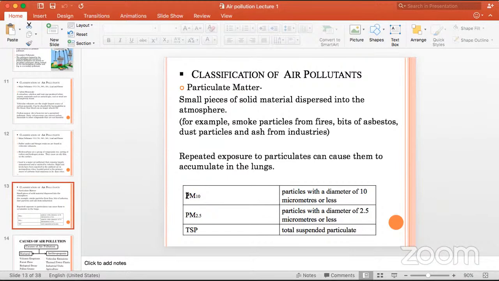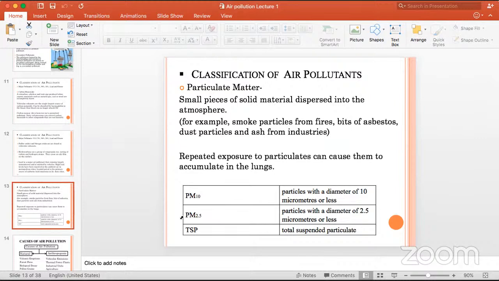So PM10 means particulate matter, and here 10 means what? The diameter of the particle is 10 micrometers or less. And smaller than PM10 is PM2.5. PM2.5 means the diameter of that particle is 2.5 micrometers or even less than that. So PM10 is a larger particle, PM2.5 is a smaller particle. So these particulate matter means what?